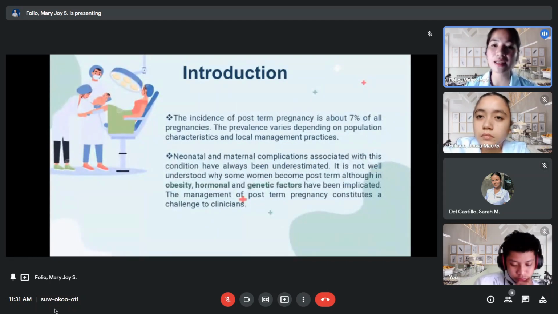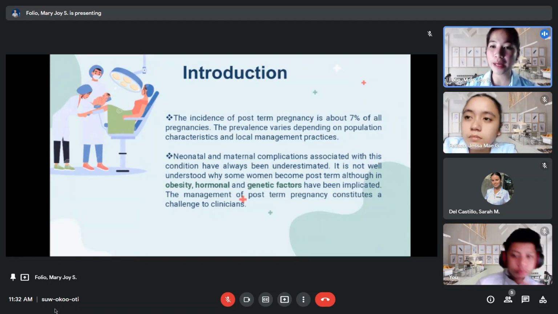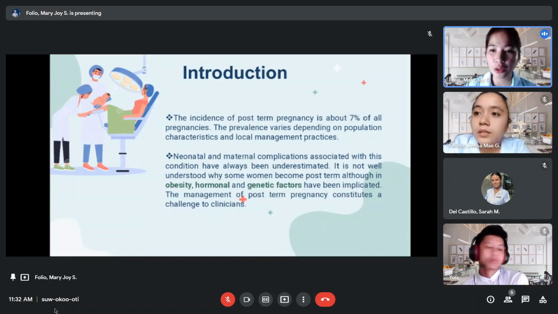complication of the infant. The incidence of postterm pregnancy is about 7% of all pregnancies, and the prevalence varies depending on population characteristics and local management practices. The neonatal and maternal complications associated with this condition have always been underestimated. And it is not very well understood why some women become post-term, although factors like obesity, hormonal, and genetic factors have been implicated. So the management of post-term pregnancy constitutes a challenge to clinicians.